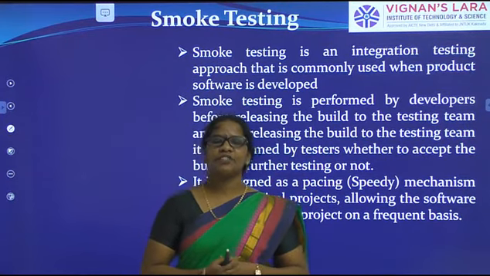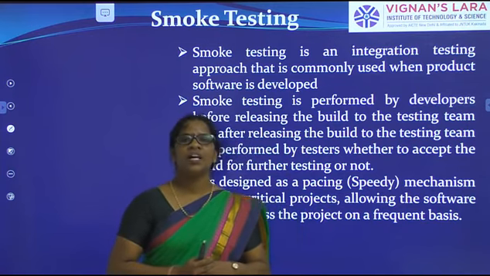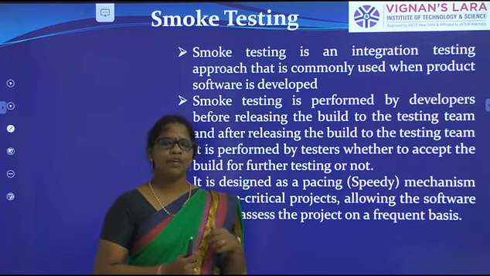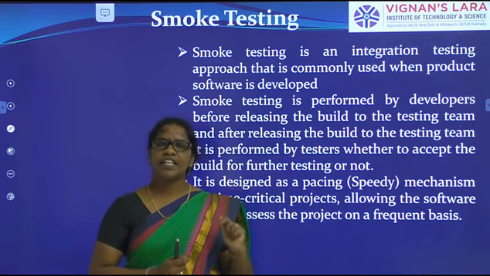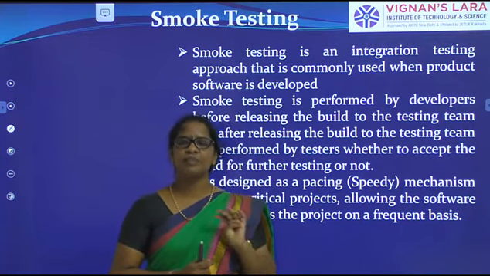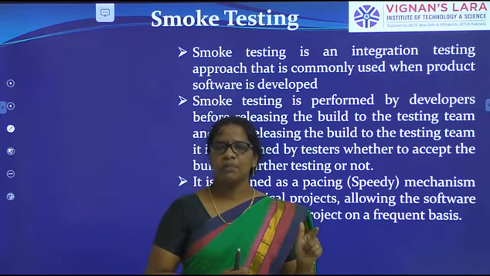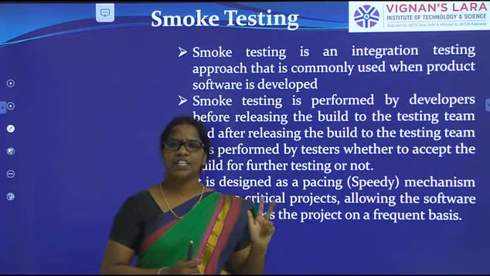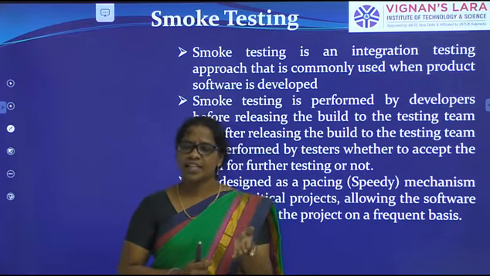So in the previous session we have seen different types of testing: what is verification, what is validation, and also some types of testing. We have seen unit testing and integration testing. Integration testing is classified again into 4 types. What are those? First one is top down, second one is bottom up, the third one is regression, and finally smoke testing. We have seen up to regression testing.